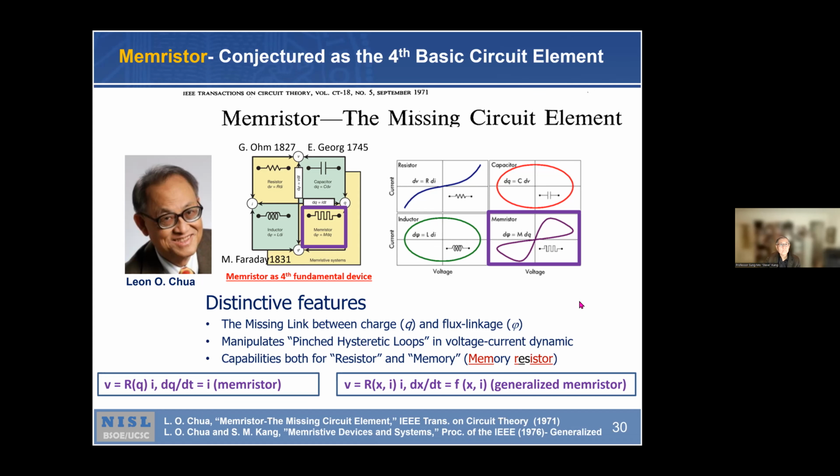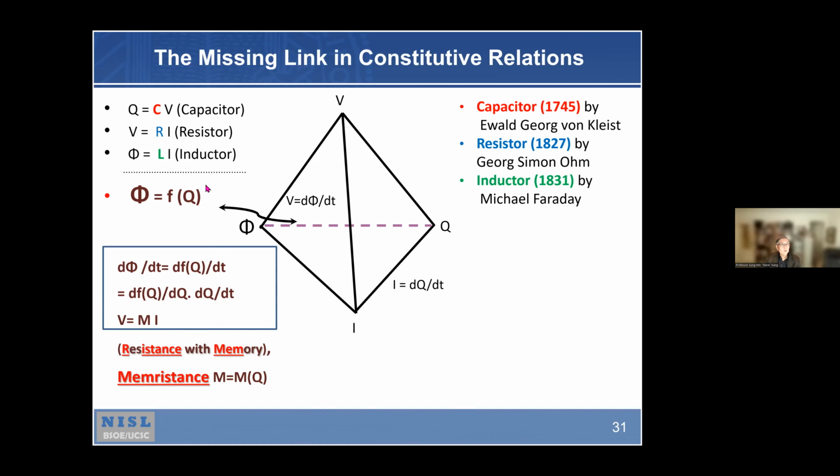This shows how you do it. If you have a relationship between charge and the flux, some nonlinear function, it's not obvious physically, but if you take a time derivative on both sides, you can see that the time derivative of flux is a voltage, and then memristance times current. So that's why it's called memristor.